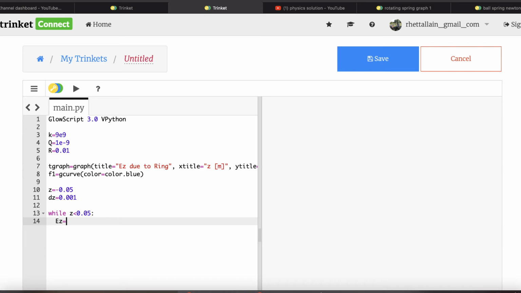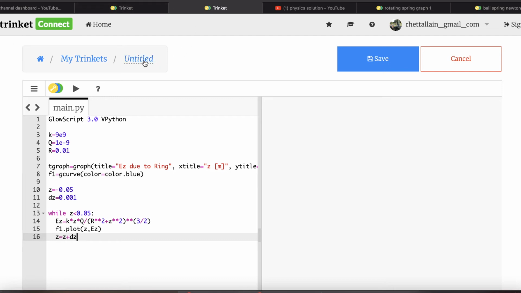So I have 1 over 4 pi epsilon naught, that's k, times z times q divided by r squared, squared in Python is star star, plus z squared, raised to the 3/2. That's my electric field. And as z changes, that electric field z component is going to change also. So now let's plot that, f1.plot z Ez, and then let's move our z value, z equals z plus dz. And this should work.